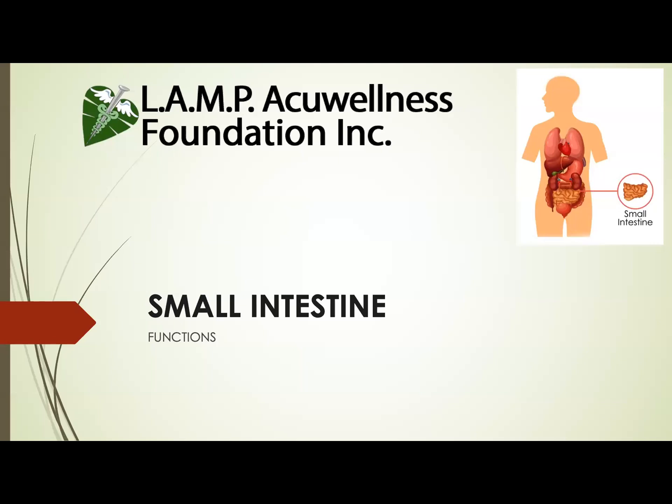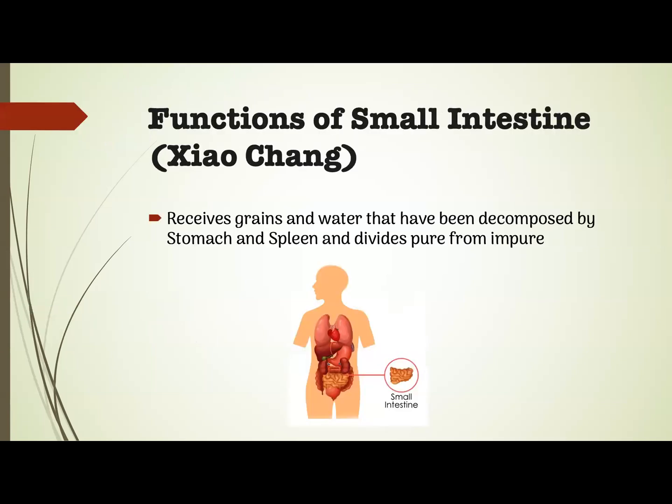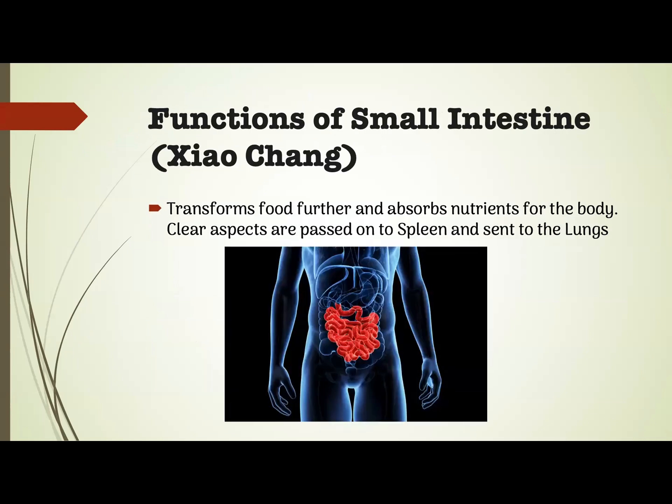Okay, we continue with small intestine functions. Functions of small intestine. Small intestine receives grains and water that had been decomposed by stomach and spleen and divides pure from impure. Also, the small intestine transforms food and absorbs nutrients for the body. Clear aspects are passed on to the spleen and sent to the lungs.